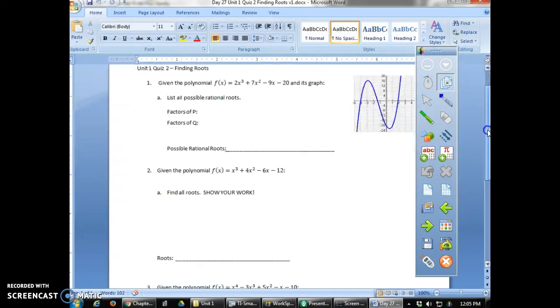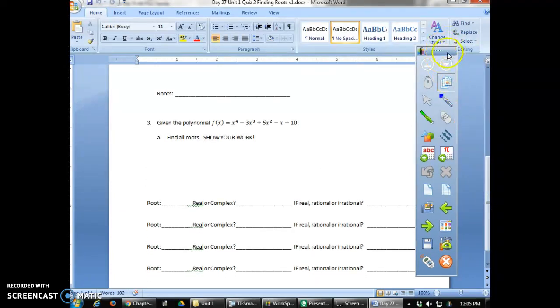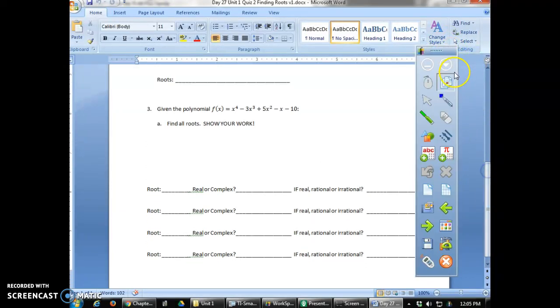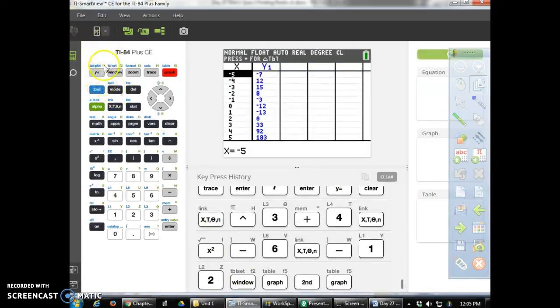So for the next one, we already did 2. And then let's do number 3. Okay, so we're going to graph this one on the calculator. Just kind of think through what possible rational roots you may have. They're all going to be whole numbers because my leading coefficient is 1. So it might be 1, 2, 5, or 10, or -1, 2, 5, or 10. So I'm going to go right to the graphing calculator and graph this.